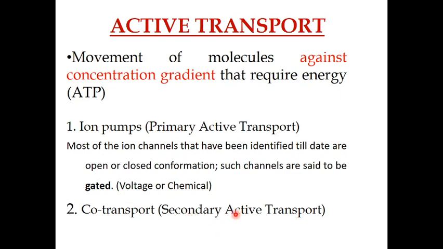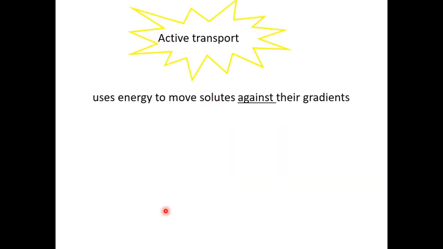referred to as secondary active transport, which is mediated by active transport. Because of the concentration gradient developed during normal active transport, some molecules move inside and outside the cell without the help of ATP. That is what we call co-transport. That process we will see.